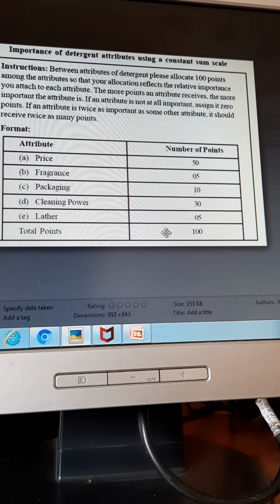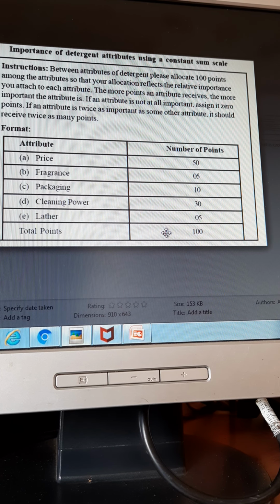So the rule of thumb here is the total mark should be 100. In 100, you distribute any percentage between these attributes. The most important will get the maximum. Maximum can be 80 and the remaining 20% can be divided into the remaining 4 attributes. There is no problem, but ultimately the total should be 100. Clear? So this is a constant sum scale. All you have to remember here is constant sum is equal to 100.